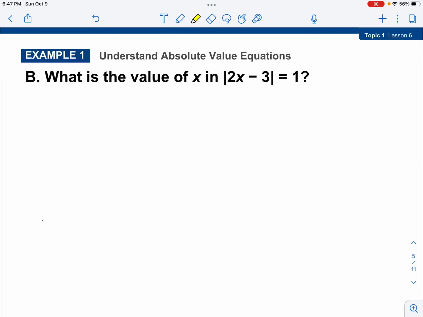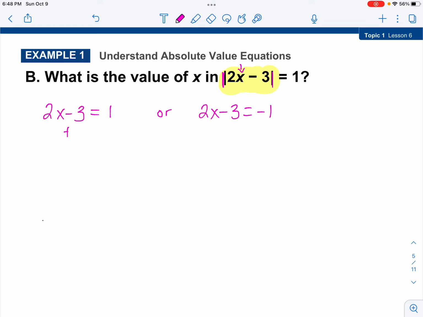In this problem, the absolute value is already isolated. So what I'm going to do is take my 2x minus 3 and set up my 2 different solutions: set it equal to positive 1, or 2x minus 3 is equal to negative 1, because again, in these bars, we don't know if our x is positive or negative.